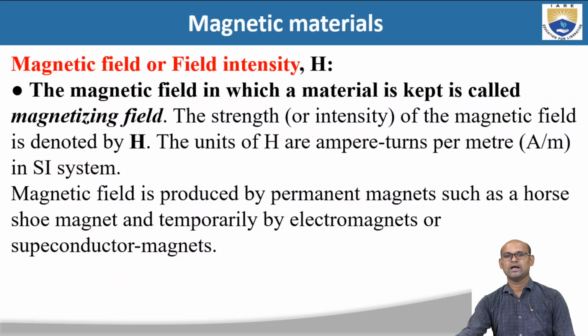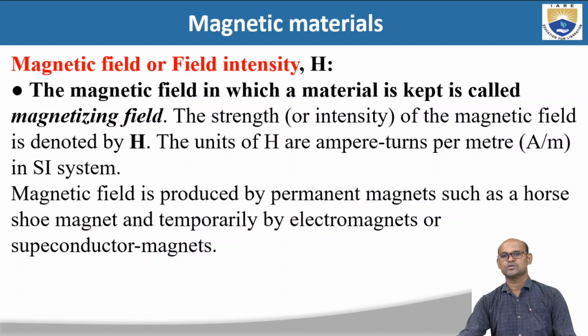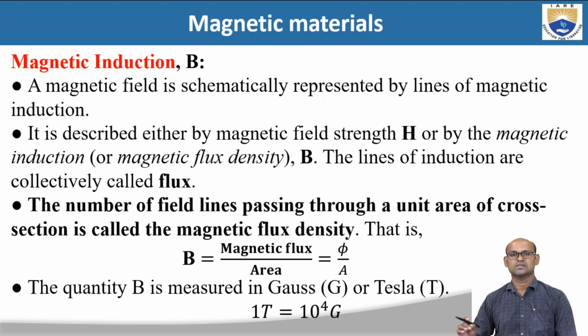The magnetic field in which a material is kept is called the magnetizing field. The strength of the magnetic field is denoted by H, and the units of H are ampere turns per meter. A magnetic field is produced by permanent magnets such as a horseshoe magnet. Temporarily, you can produce it by an electromagnet or superconductor magnets.